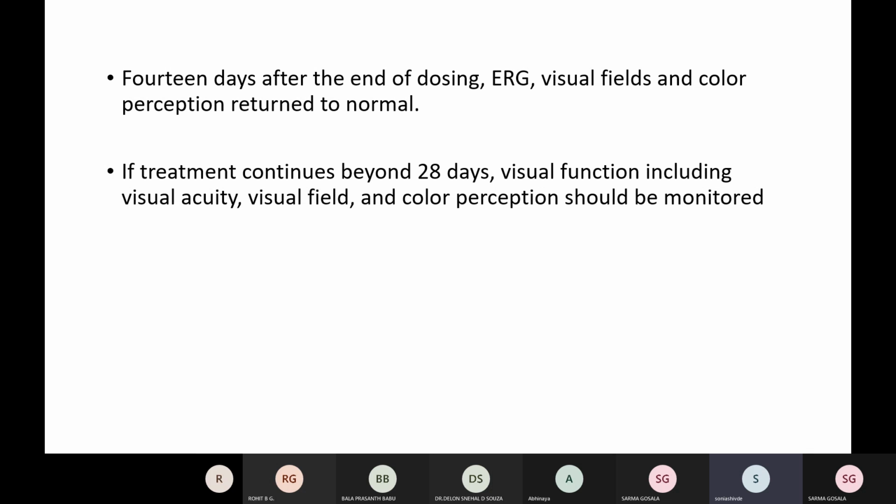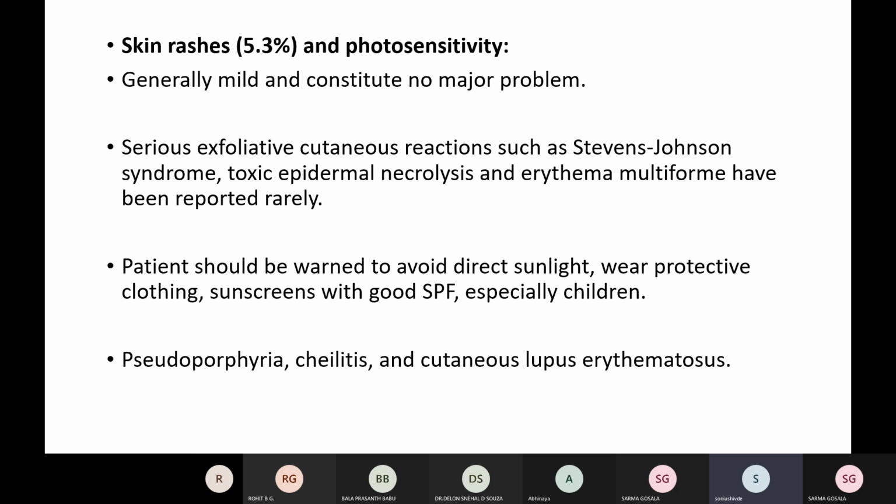14 days after the end of dosing, when the treatment was stopped and the same electroretinogram and visual evaluation was performed, it was seen that ERG, visual fields and color perception returned to normal. If treatment continues beyond 28 days, visual function including visual acuity, visual field and color perception should be monitored. If a patient is already having any such defects or gives a history of any previous diminished vision, it's better to have a baseline visual assessment prior to starting voriconazole therapy. So this adds to our checklist.